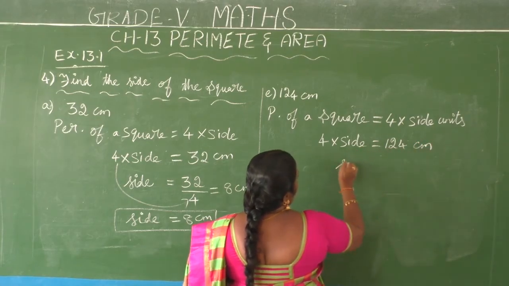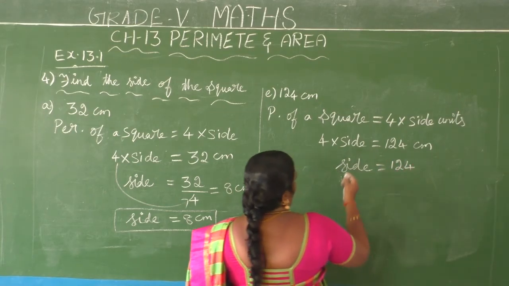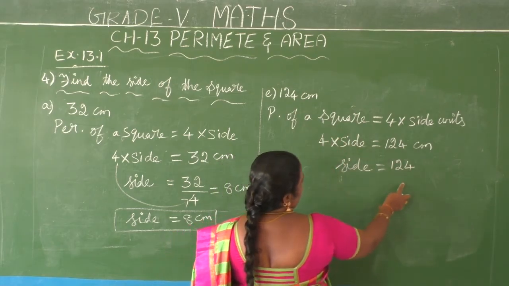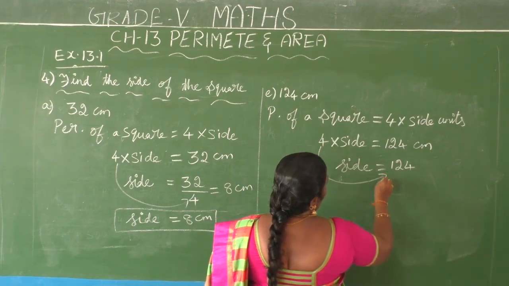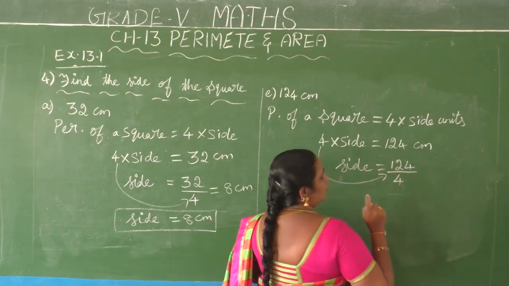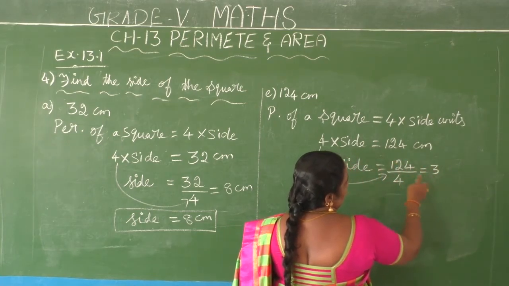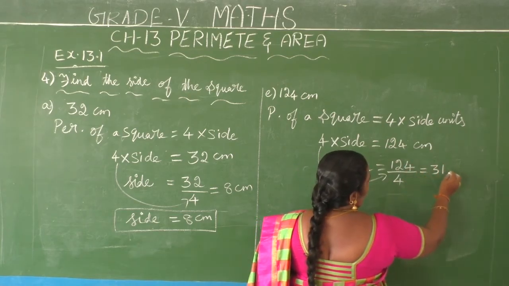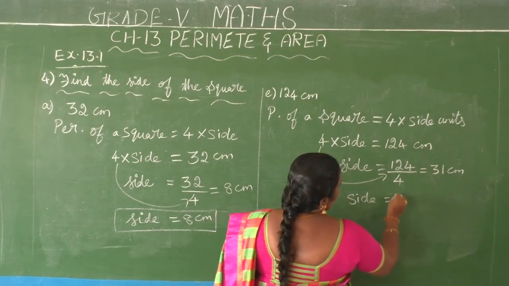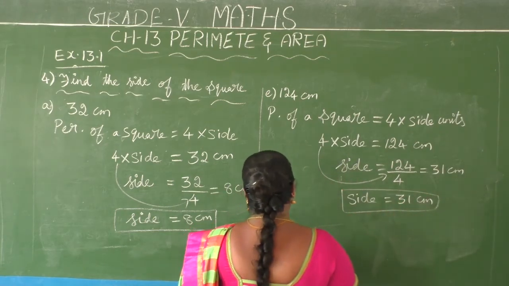Now we are going to find out the side only. So already told you, in the left side you have anything in multiplication, it goes to the right side, and it will be converted to division. So 124 divided by 4. How many 4s are there in 12? 3 4s are 12. In 12, 3 times, then in 4, 1 time. 1 4s are 4. So 31 centimeter. So what is the side? Side equal to 31 centimeter. Okay, so we find out the side.